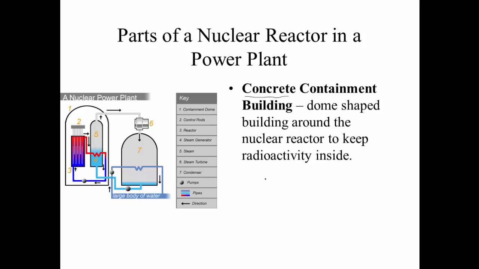Remember when we talked about alpha, beta, and gamma radiation, we said that you need several feet of concrete to stop that gamma radiation. So this is just a protection measure around the power plant.